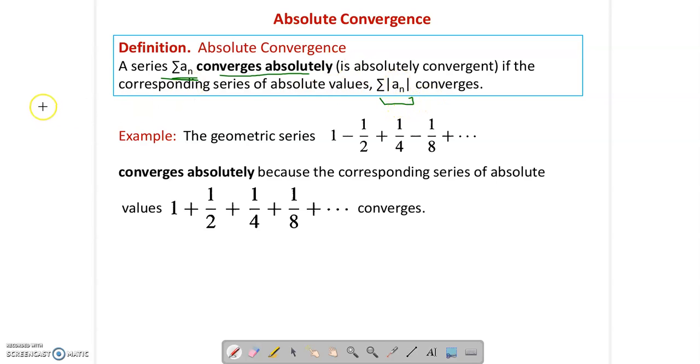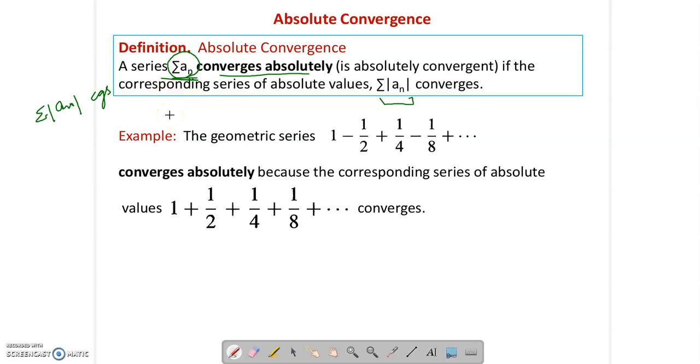So what we are saying is that this series an converges absolutely if you take the absolute value of each term of the series, and if this series turns out to be convergent, then we say that this series summation an converges absolutely.